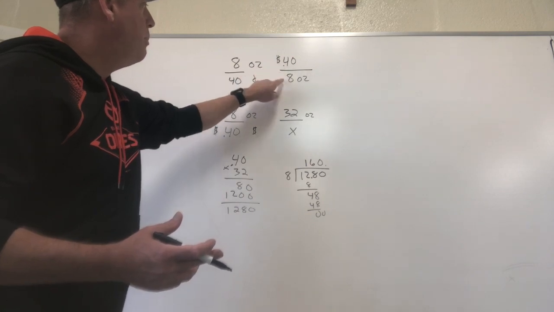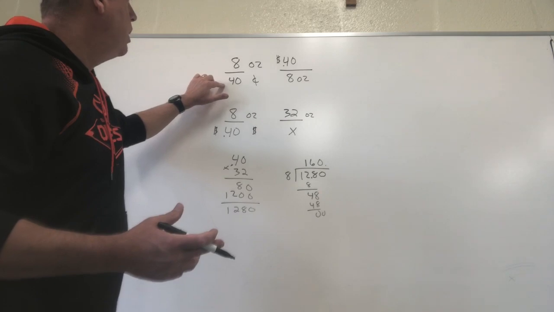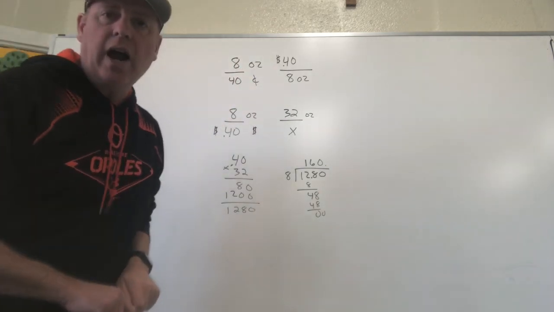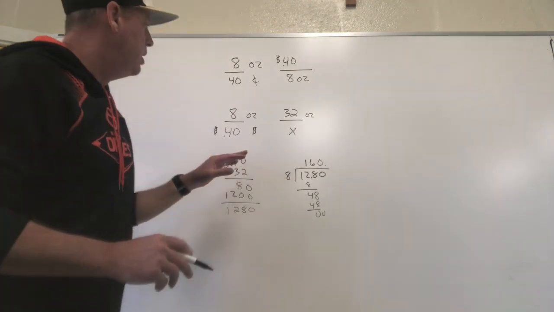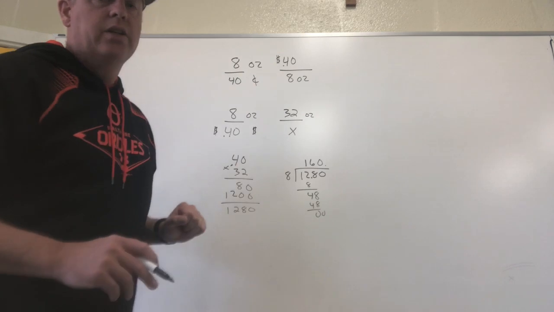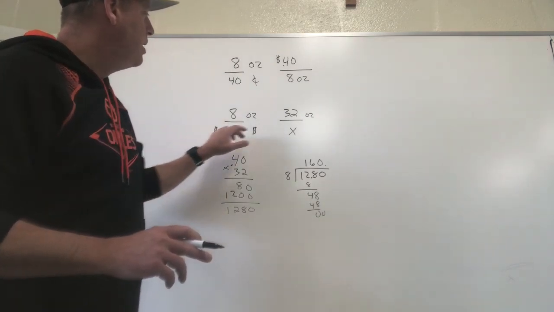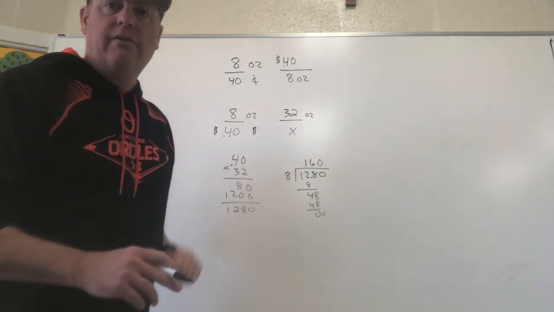40 cents on top, 8 ounces. It doesn't matter which way we go, 8 ounces over 40 or 40 over 8, as long as when we're trying to figure out our question, we put it in the same way. So it's asking, 8 ounces cost 40 cents. How much does it cost to buy 32 ounces of that product?